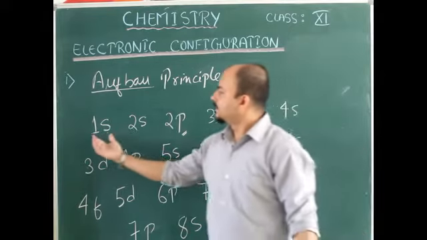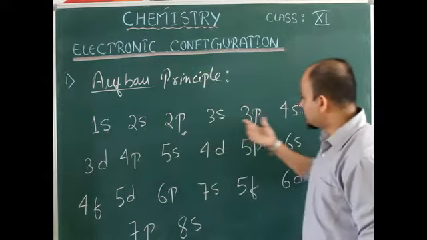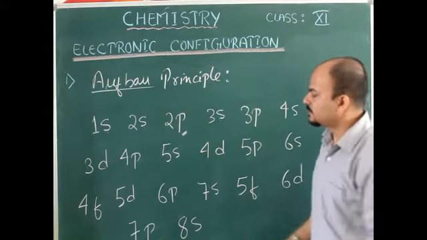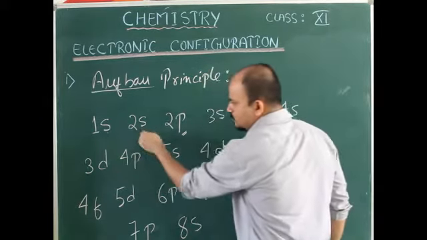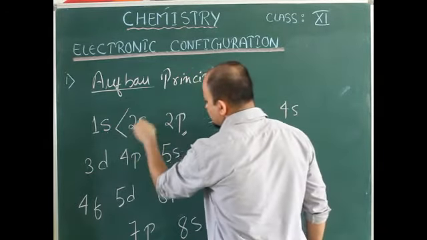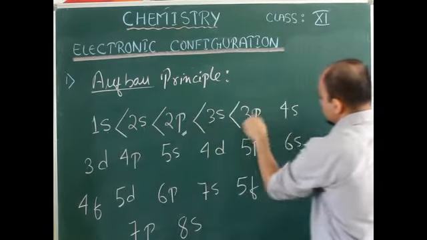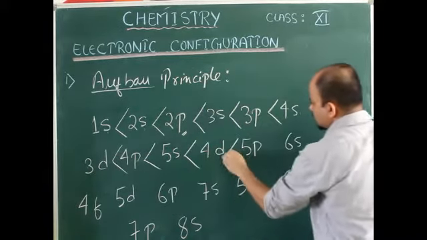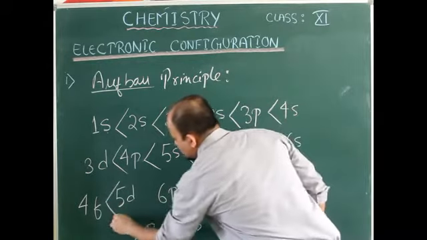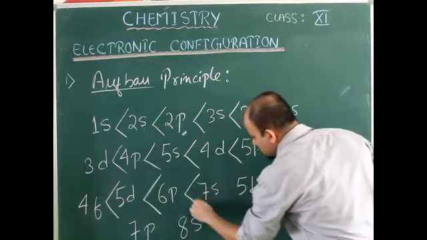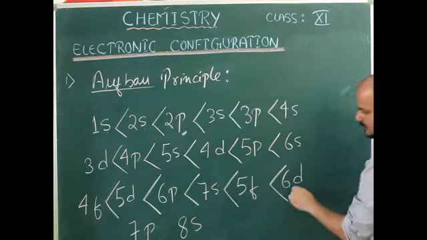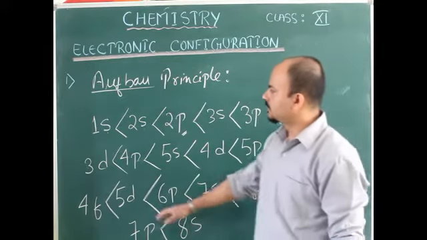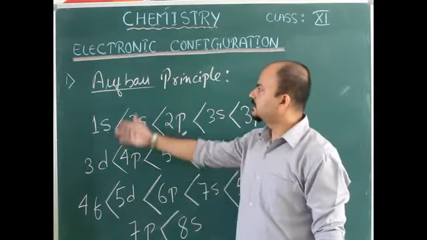That means this is the increasing order of energy levels. So 1s has lower energy than 2s. So this is very simple. You just have to remember school, public school, Delhi public school, famous Delhi public school. This is what is given by the above principle.